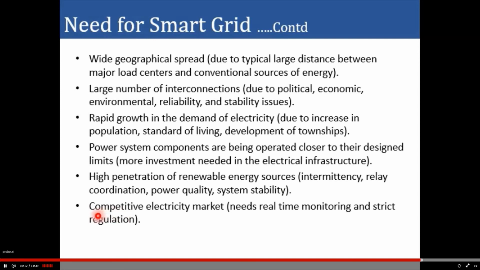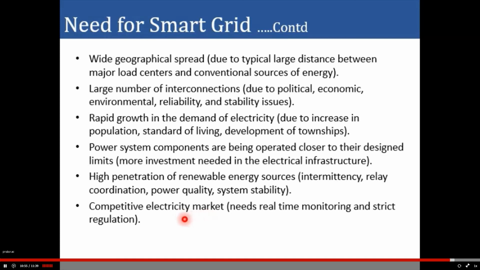Another point is that we have a competitive electricity market. That means that right now in most of the cities we have only one electricity supplier, but in future we may have the possibility of multiple energy suppliers in a city, and you can choose the supplier similar to what we have in case of mobile communication. We have mobile number portability. Similar to that, we will have power meter portability.